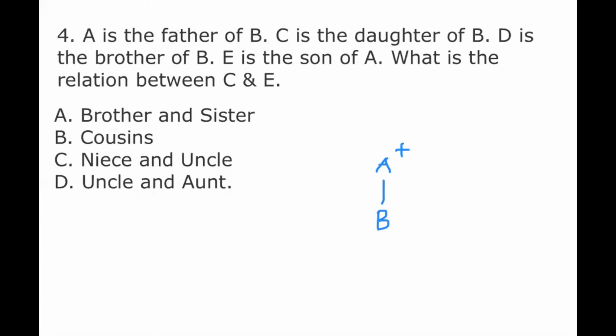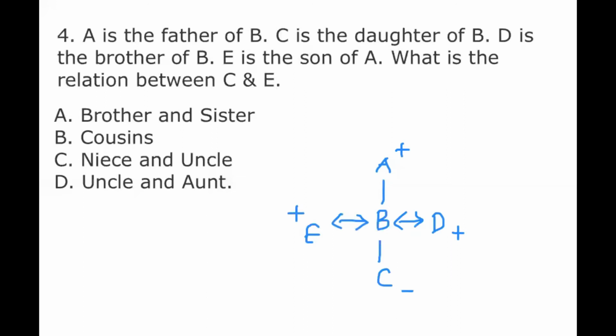Now, one step below C will bear negative sign, and now D is the brother of B. D and B are siblings. Now D is the brother of B. D will bear positive sign. And then E is son of A. Okay, because E is son of A, B, D, and E will certainly happen to be the siblings. And because E is the son, E will bear plus sign.